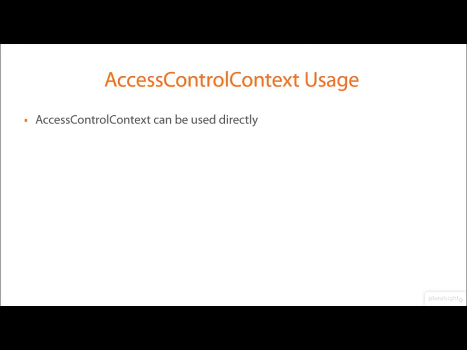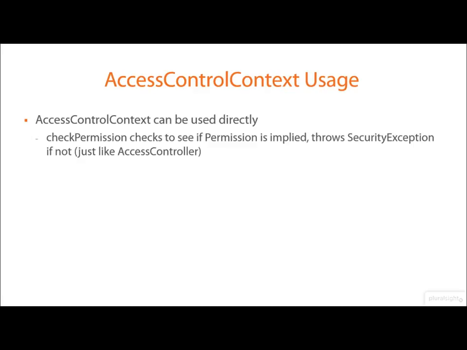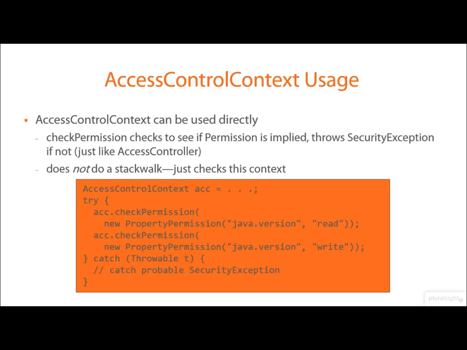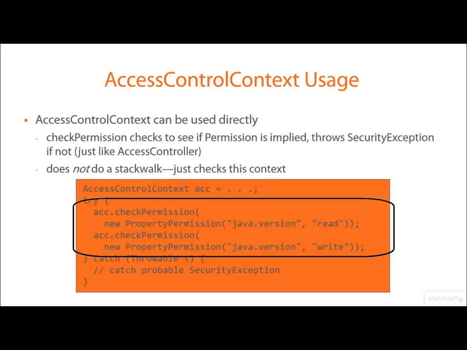So where is this typically used? Now we can use this directly. So we can use the access control context to do a check permissions. And again, just like the access controller, it will throw a security exception if the check fails. However, this does not do a stack walk. So the access control context here will just check that this stack frame has permission. So if you need that fine-grained check, you'd use the access control context check permission rather than the access controller check permission. And we see some code here. We're not seeing how we get the access control context here. We just know we have one. But once we have one, we can call this check permission and we can pass it a property permission. So in this case, we're looking to see if I can read or write for a given property.